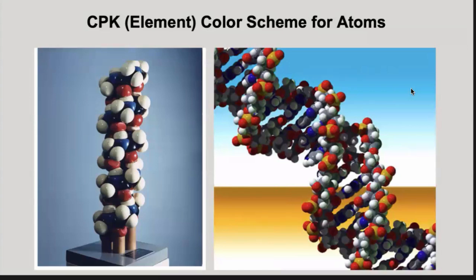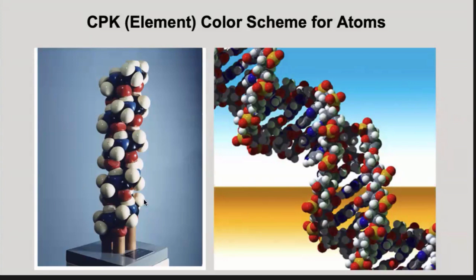When Robert Corey and Linus Pauling created their sets of molecular models, starting in the 1940s, I believe, they followed that same convention. Black for carbon, white for hydrogen, red for oxygen, blue for nitrogen, yellow for things like phosphorus and sulfur, green for chlorine, and so on. And there's a bunch of others. Kind of a reddish brown for iron. It's rust.